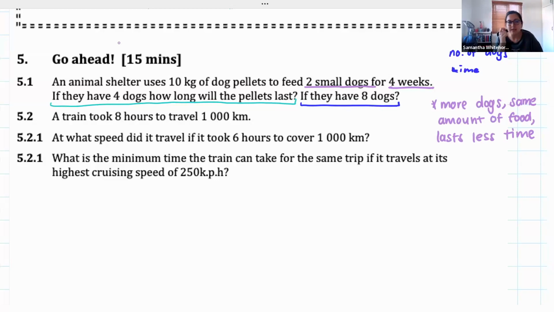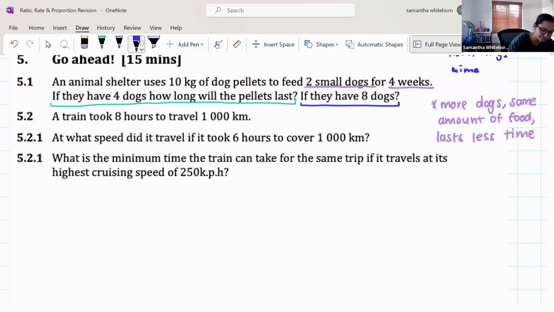Right? So it doesn't make sense that 10 kilograms of food is going to last 20 weeks if we now have 40 dogs. That just makes no sense. If you're starting with the same amount of food, but you're increasing the number of dogs that you need to feed, the time must decrease. All right. So when it comes to the first question of if they have 4 dogs, how long will the pellets last? Again, we're going to think about this logically.